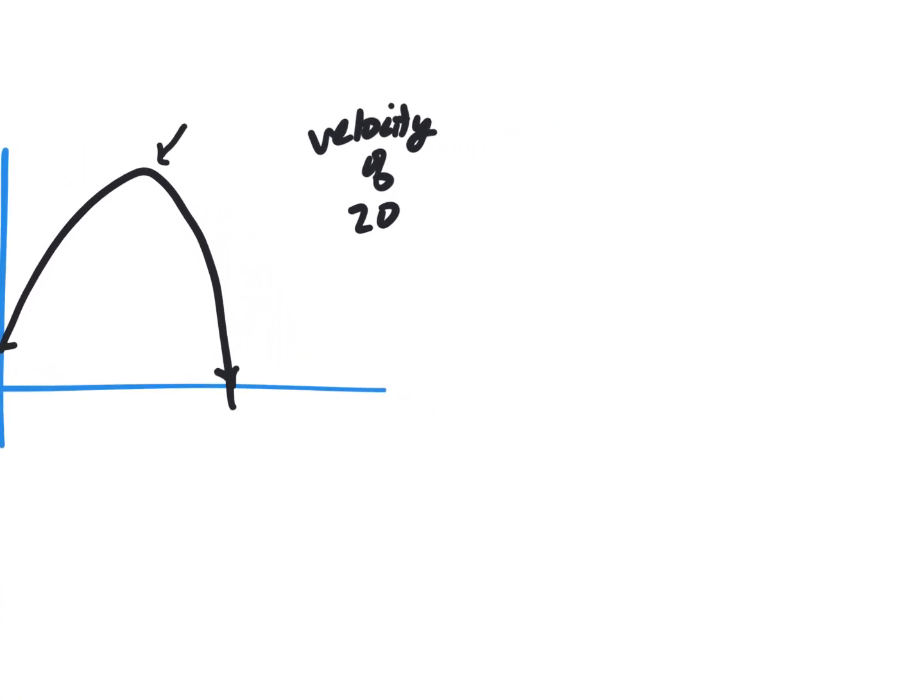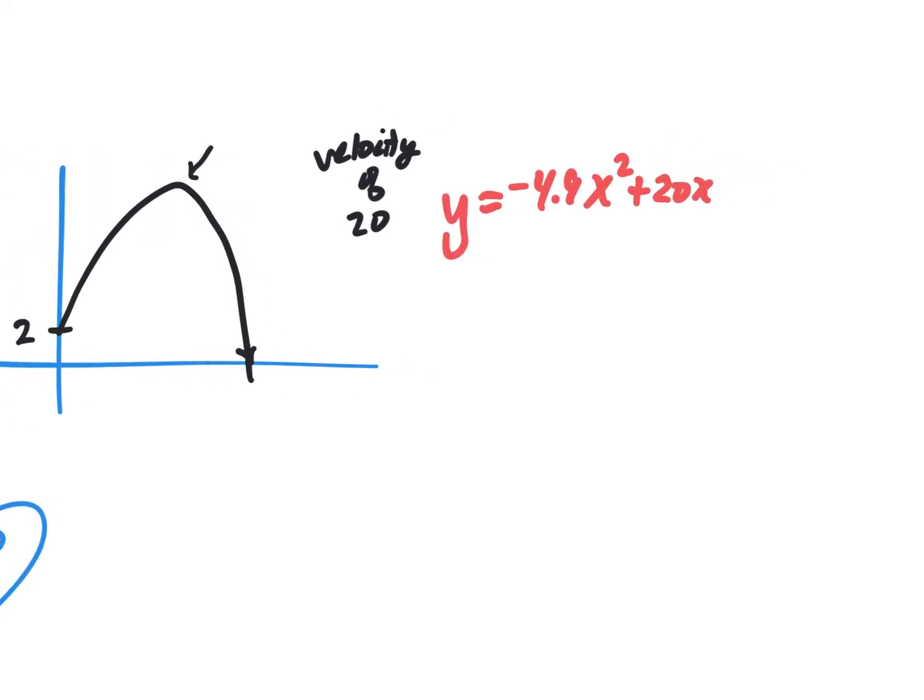Okay, so you should have said that you start with y equals, you could say f of x, of course, negative 4.9, and you could use t or x, and it's squared. These are quadratics, of course. And then the velocity of 20 gives you plus 20x, and then it started at a height of 2, the initial height, so I put a plus 2 there. Cool. Now, if I tell you an x, then you should be able to tell me the y.